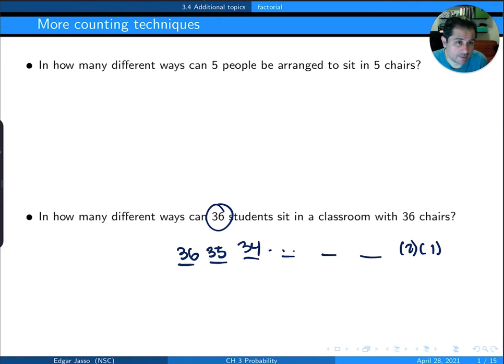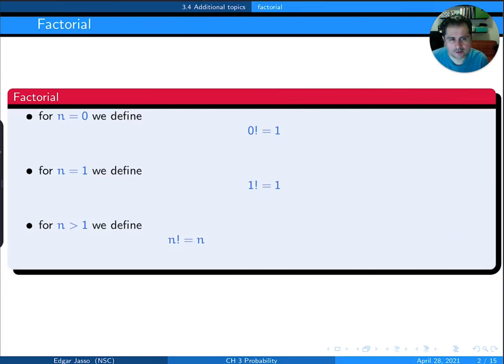So it's going to be a very big number, and it'll take me a while to type this in the calculator. This is used a lot, and this is called a factorial. So there's going to be a shortcut or a short notation for this. The symbol that we use, an exclamation mark in math, is called a factorial.